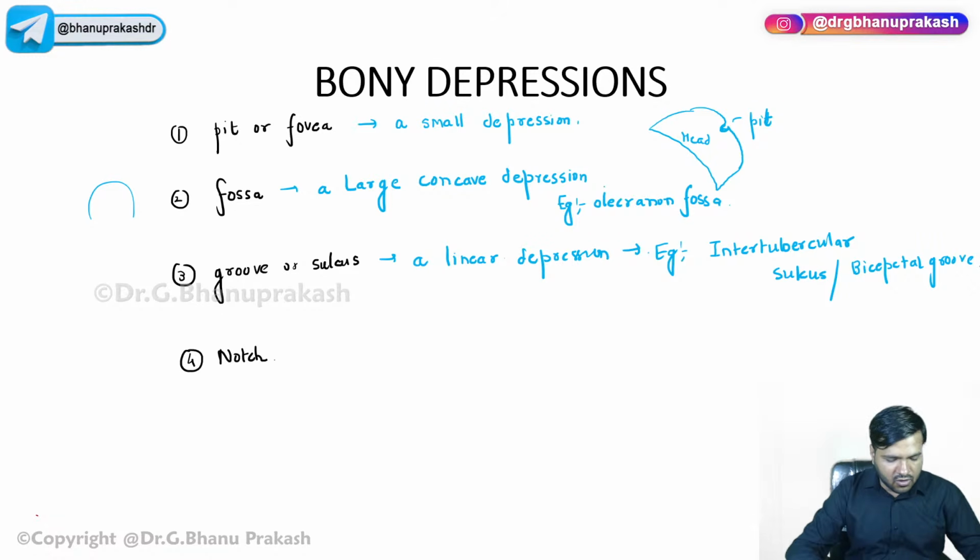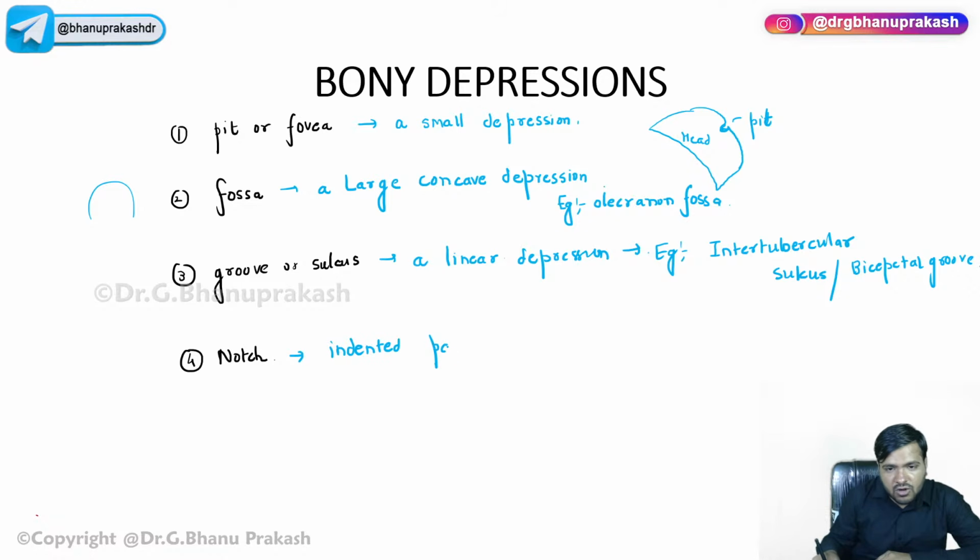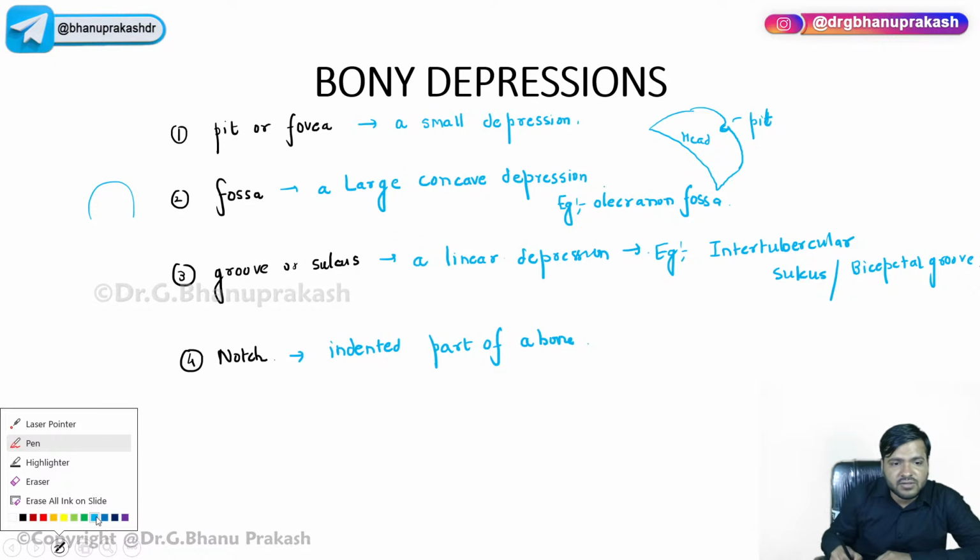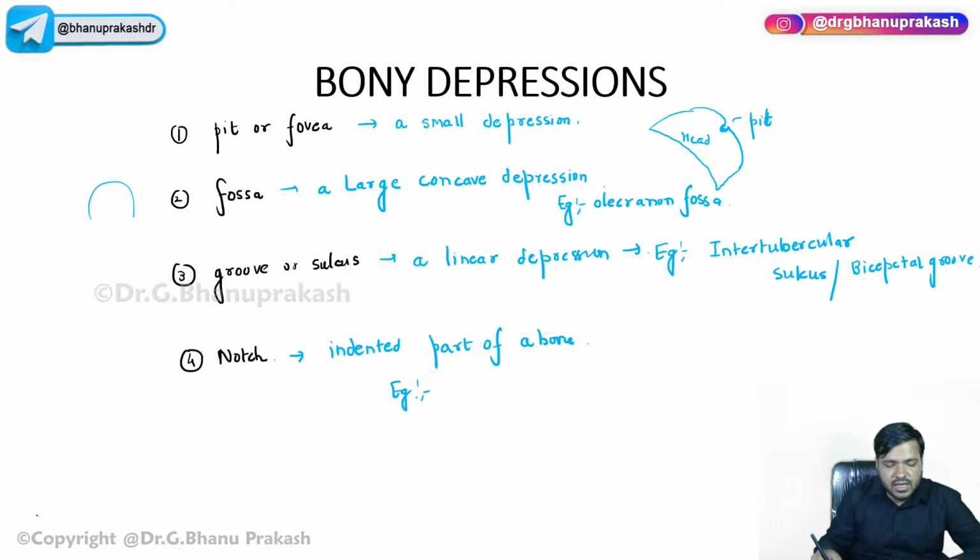Apart from that, coming on to the notch. The tendon of the long head of the biceps basically runs through this. And the notch, remember, is an indented part of a bone. For example, you should remember we have the intercondylar notch.